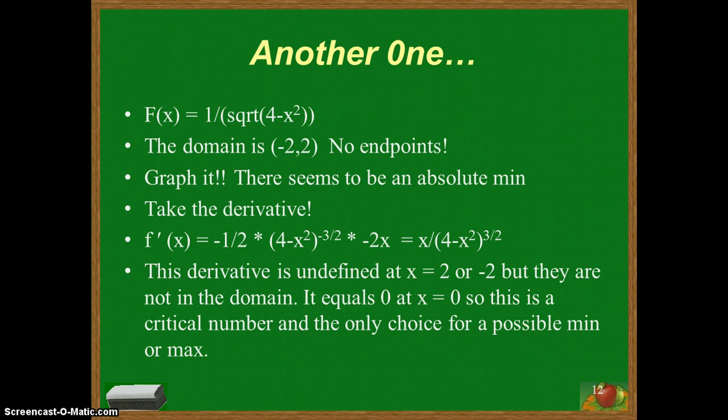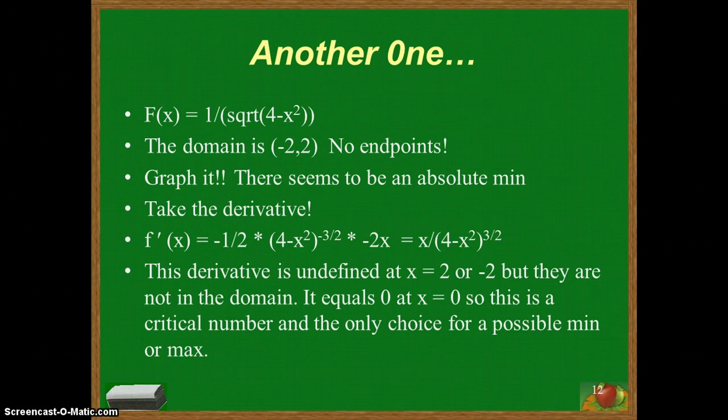Let's check it out. Take the derivative, okay? Got to use chain rule on this, and when you take the derivative of this, it comes out to be x over the quantity 4 minus x squared raised to the 3/2 power. This derivative is undefined at x equals 2 or negative 2. So you might think, well, that's a critical number, right? Those 2 points are not in the domain. Go look at the top of the slide. Okay, so we don't have to worry about them.